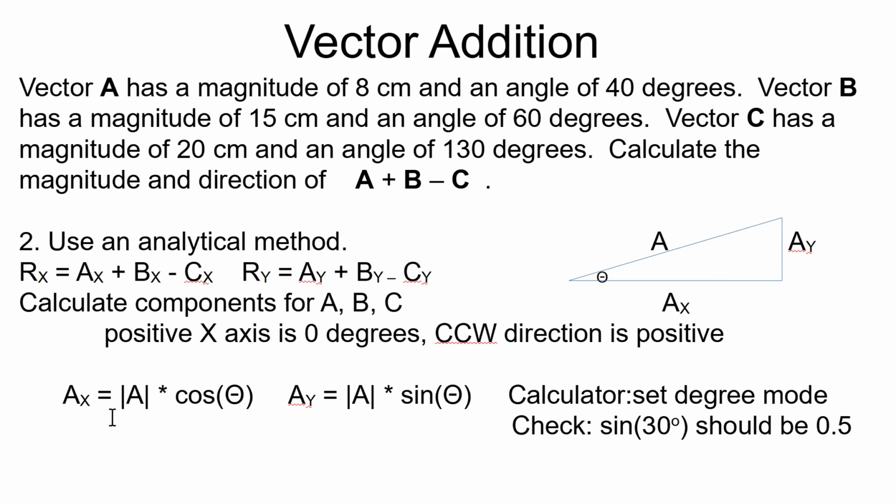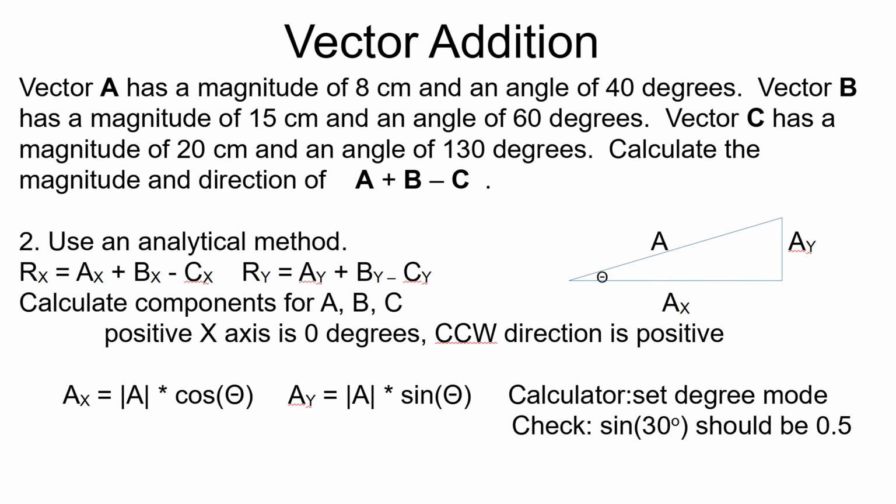To find the components, you need to be familiar with right triangles. So the magnitude of vector A is the hypotenuse here. And if I take A times cosine of theta, that gives me the adjacent side, gives me A sub x. And the magnitude of A, the hypotenuse, multiplied by the sine of theta, produces the opposite side in the triangle. It gives me A sub y.